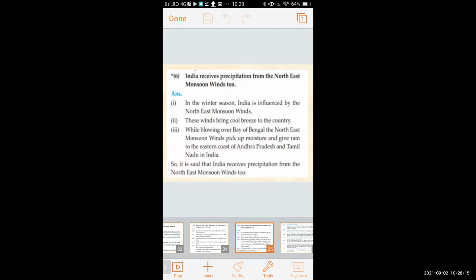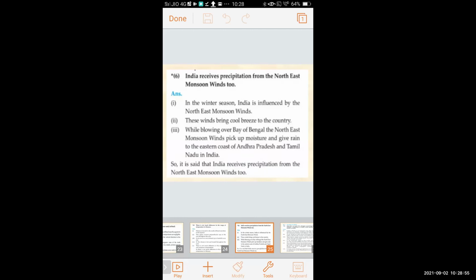Now the next give reason: India receives precipitation from the northeast monsoon winds. In the winter season, India is influenced by the northeast monsoon winds. These winds bring a cool breeze to the country. The wind which is blowing is very cool.